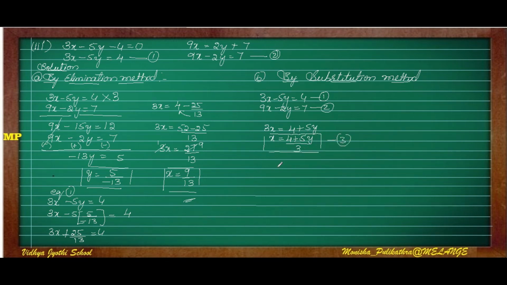Since I have rearranged the first equation, I will be substituting it in the second equation. So in equation 2, in the place of x, I need to substitute 4 plus 5y divided by 3, minus 2y is equal to 7.